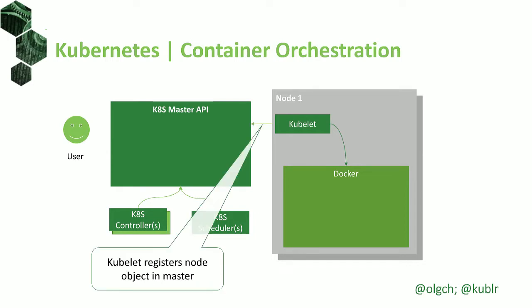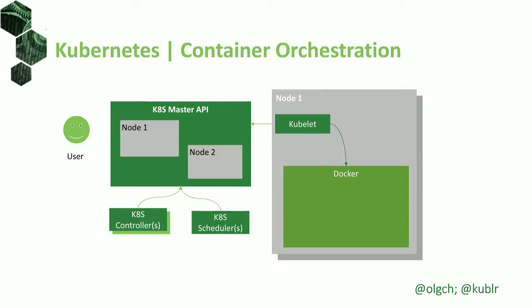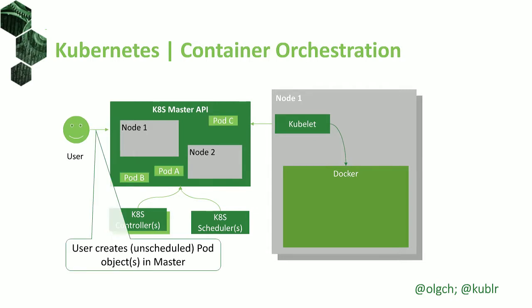So the first step after cluster startup is that kubelet connects to master and tells master that, hey, I'm running on this node of this type with these characteristics. This node has this much RAM, etc., etc. So a node object is created as a result in the master database.